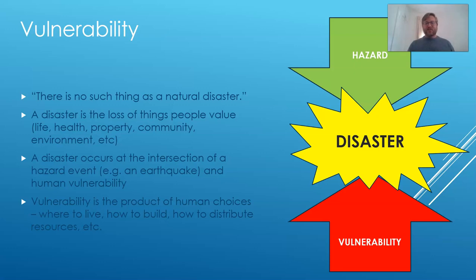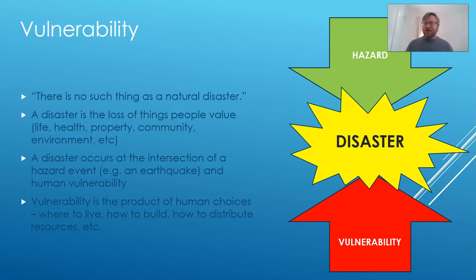It becomes a disaster when it intersects with human values that are vulnerable, with things that we care about that are in the path of that disaster. And that vulnerability is the product of human choices: where to live, how to build, how to distribute resources, etc. So a disaster requires a combination of the hazard event, which might be natural, with vulnerability, which comes as a result of human choices. So that's why there's no such thing as a natural disaster.